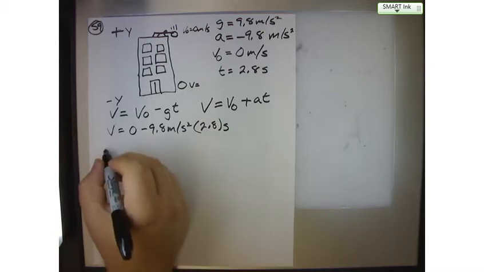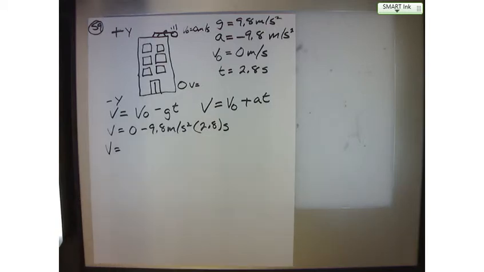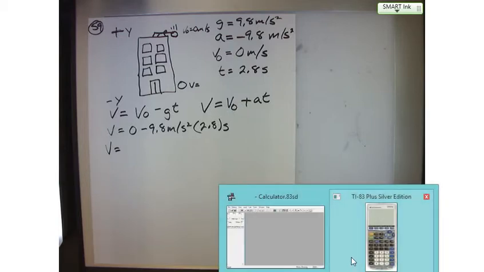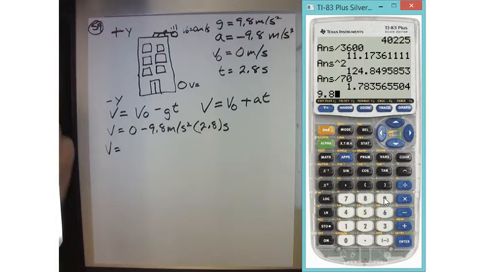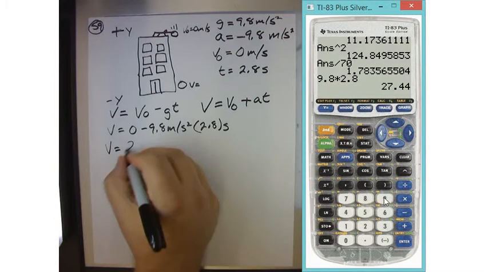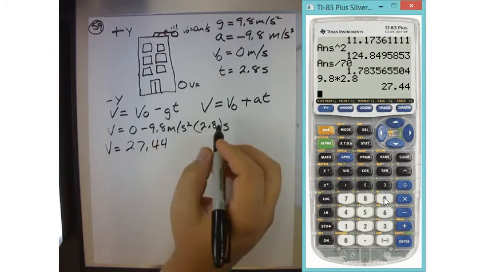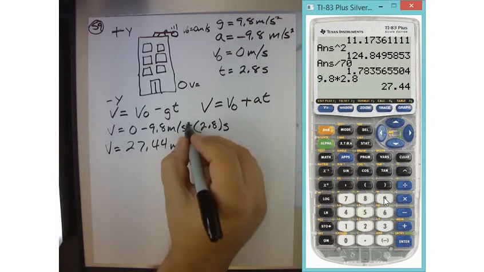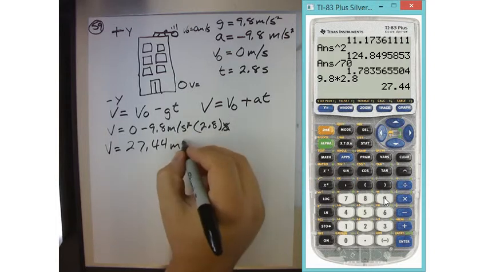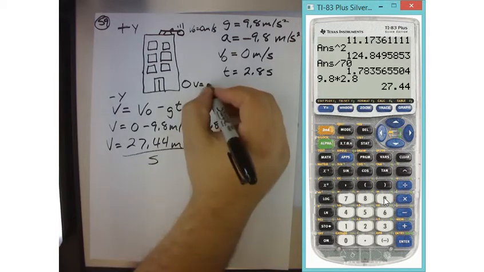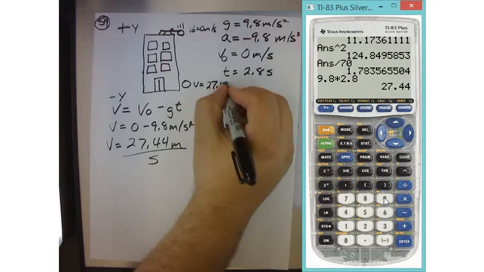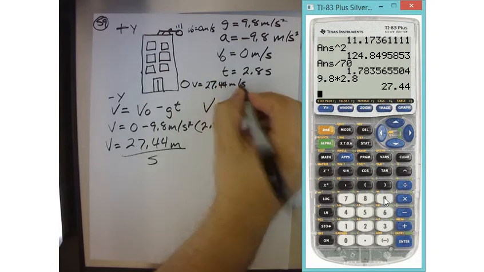So when I multiply that out, let's plug that in the calculator, 9.8 times 2.8, and so I get 27.44. This would be meters per second, right? Because one of these seconds will cancel with the second. Meters per second. Okay, so that's the final velocity. It is about 27 meters per second. Okay, cool. That's part A.